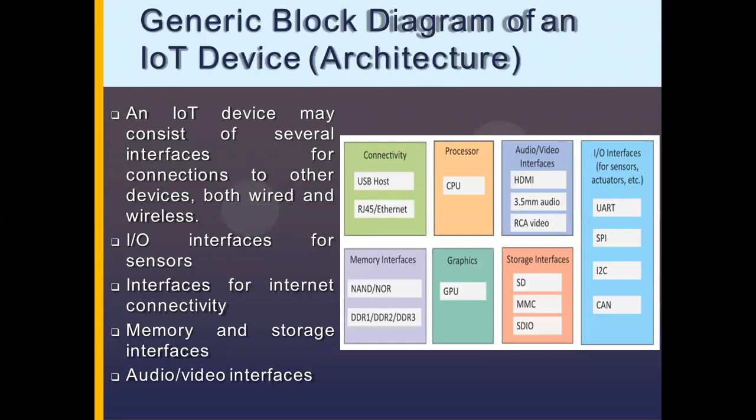So this is the block diagram of IoT, where we have connectivity, processor, audio video interfaces, memory interfaces, graphics, storage interfaces, and IO interfaces for sensors and actuators. An IoT device may consist of several interfaces for connections to other devices. Either it may be a wired or wireless connection.